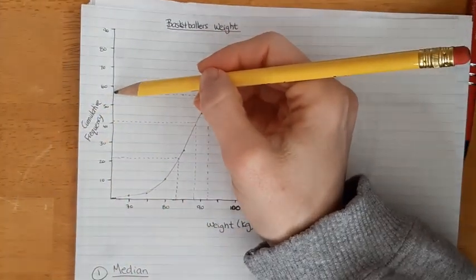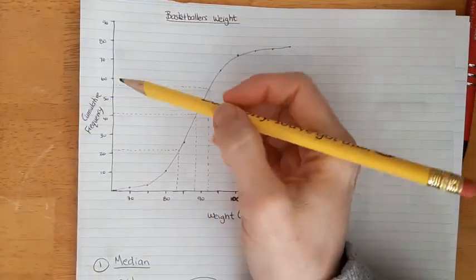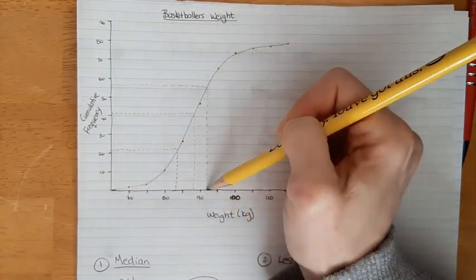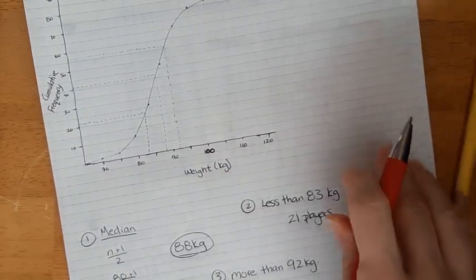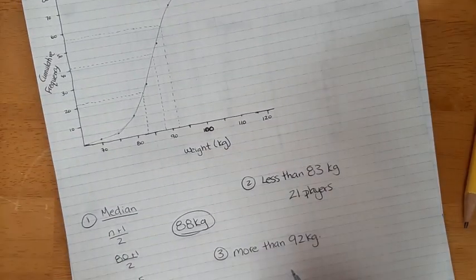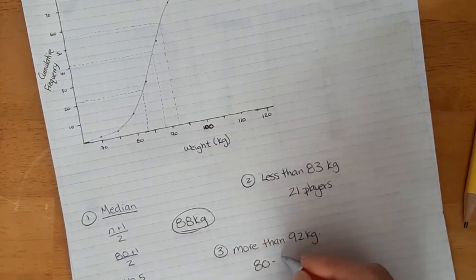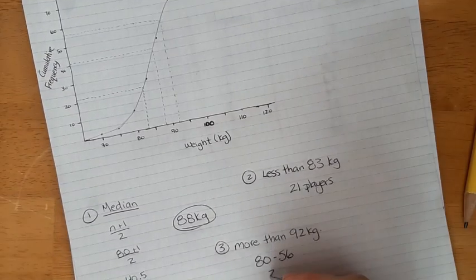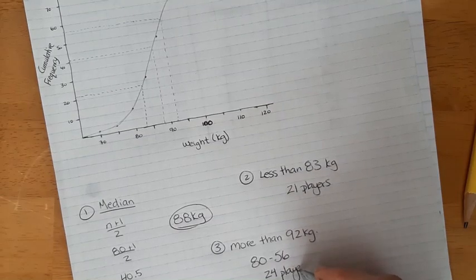Try to do the best you can. I'm at somewhere around, let's say 56 maybe. So 56 people weigh less than 93, but that wasn't the question. The question is how many people weigh more than 92. So if I found out that 56 people weigh less, then I'm going to do 80 players altogether minus the 56 who I figured out weigh less, and that's going to give me 24 players that weigh more.